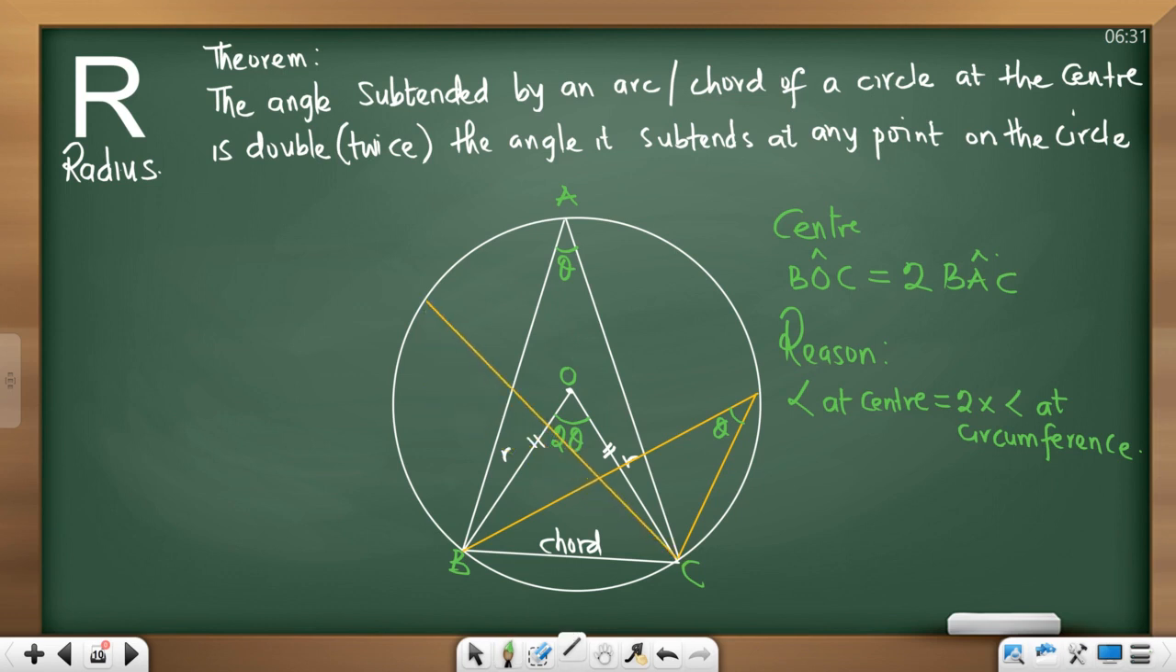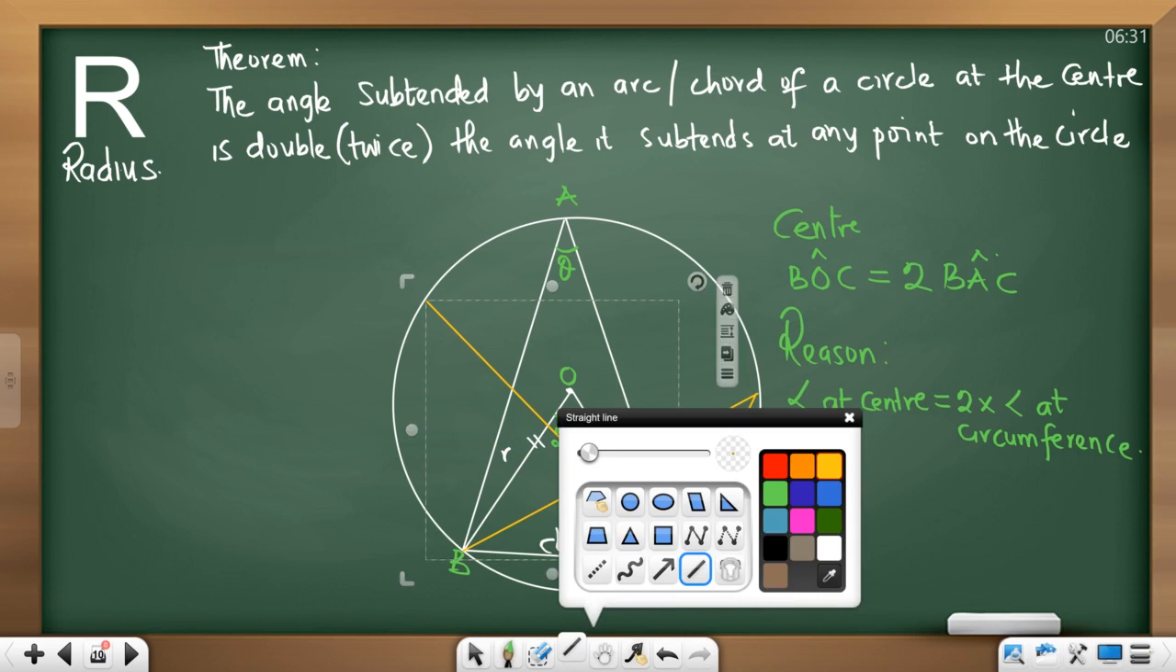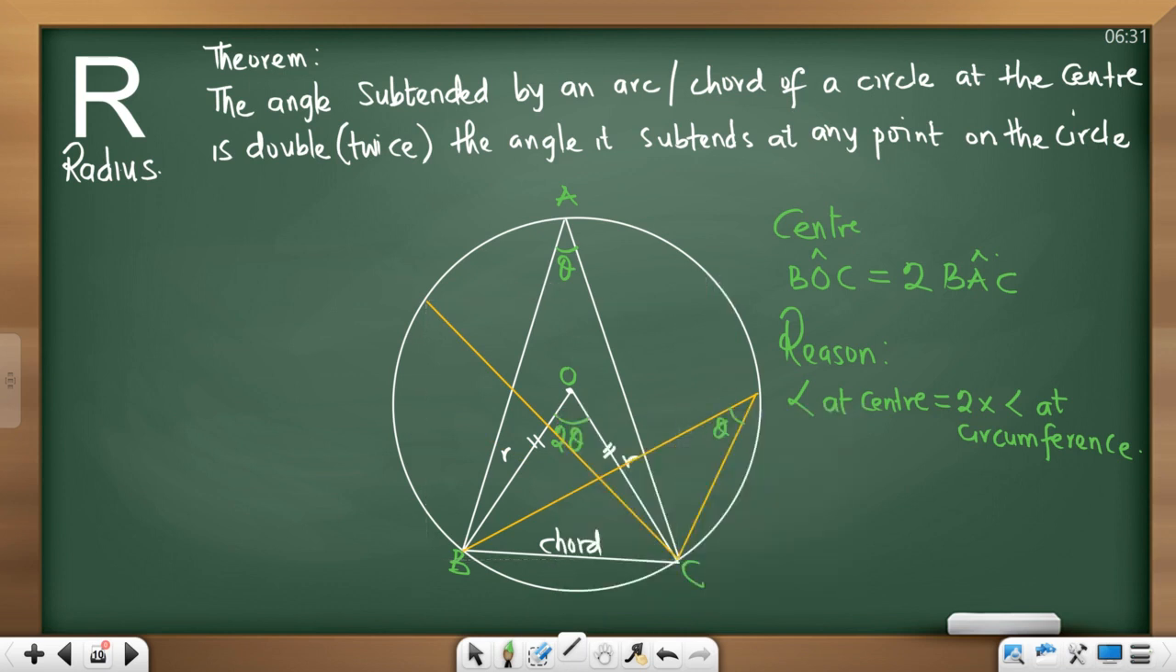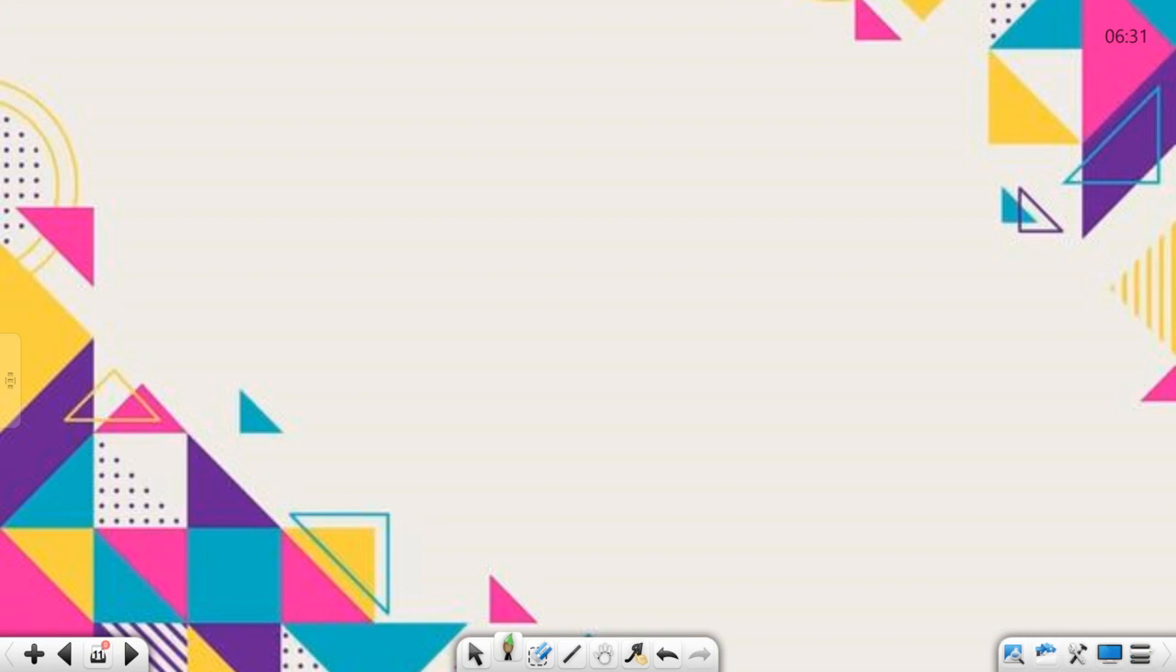So it could be anywhere. Look, I could have it that way, but take note, it must be on the circle. That's what the key is. This would also be theta. Already, I am actually looking at one other theorem there, which is our next one. But we are now going to be required to prove this mathematically. Let us prove together quickly, everybody. So here's what the question would look like.